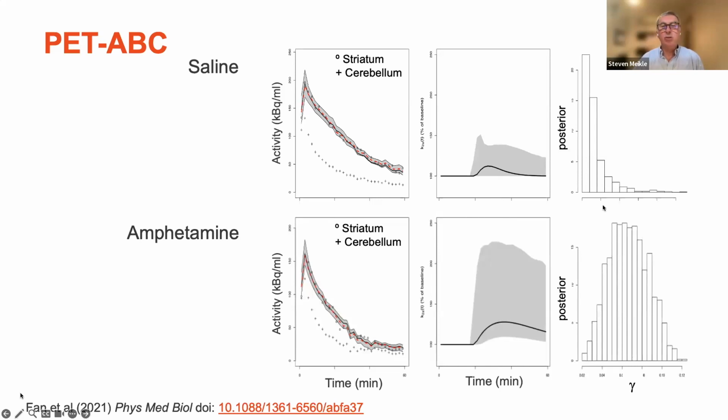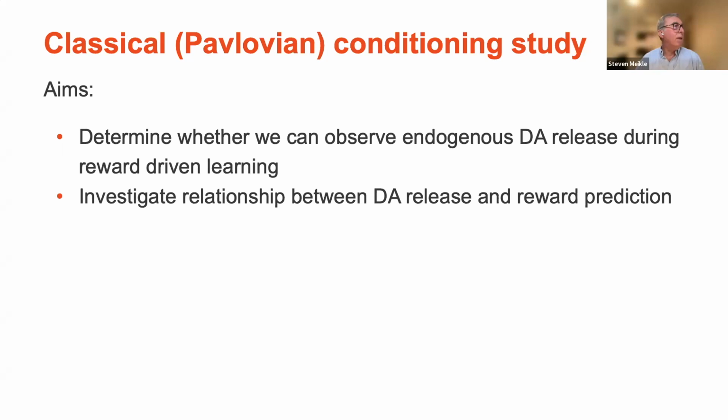And then these are the posterior distributions, for gamma, showing again that the distribution is skewed towards 0 in the saline case, and it has a nice symmetric non-zero distribution in the case of the drug challenge. So I'm going to show you one more experiment that we've done with a similar setup and using the ABC method to analyze our results.